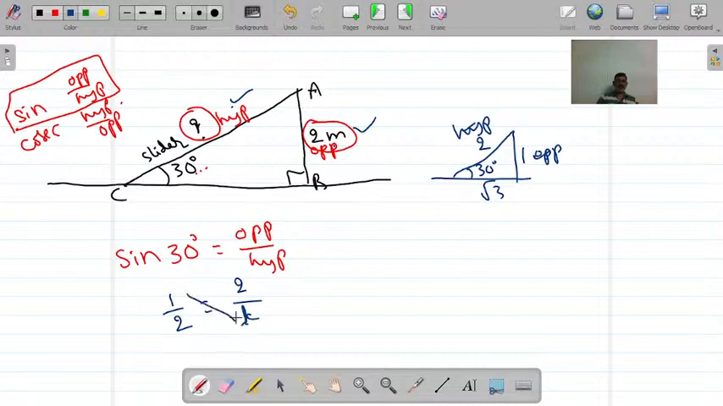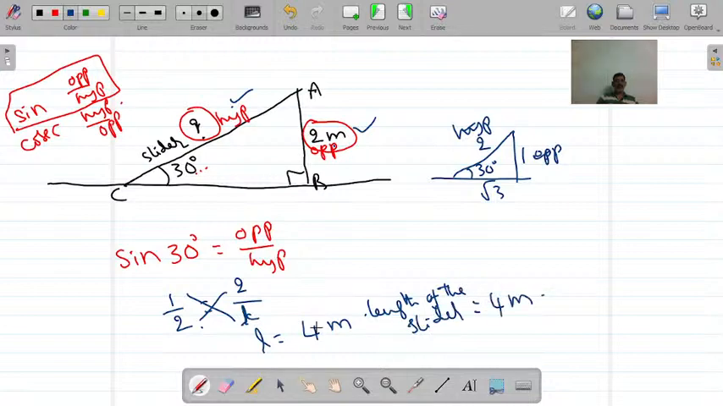Now go for cross multiplication. L is equal to 2 into 2, 4 meters. So that will become the length of the slider. Length of the slider equals 4 meters. This is the way in which we can solve this problem easily and quickly.